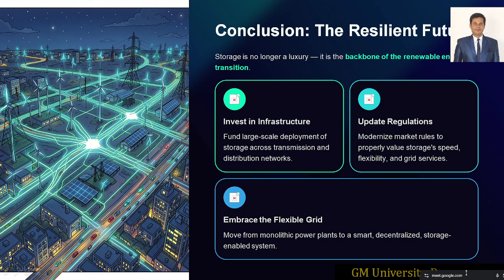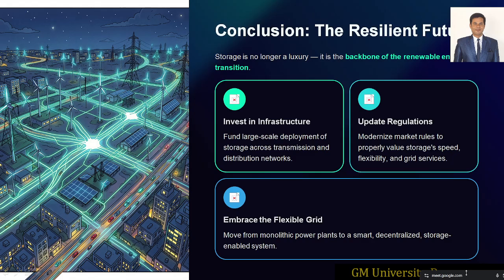The storage is no longer a luxury. If you see, it is the backbone of the renewable energy transition. That's it. So storage, we cannot always keep it fixed. So sometimes you have to depend on the generation, and also think about how the storage can be made easier and should not have any negative effect on the storage also, right?